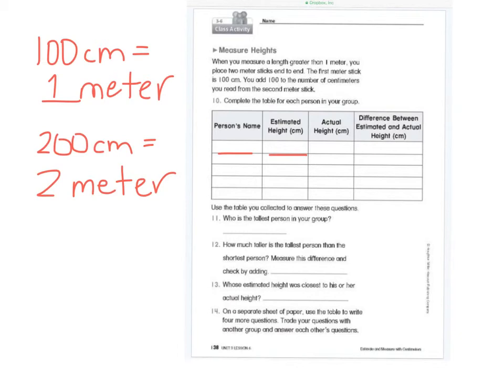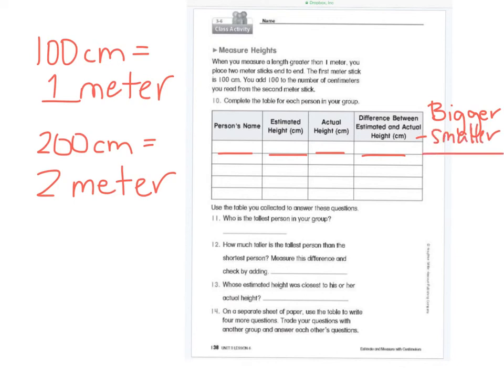So don't measure them first. Estimate. Make a guess first. Then you're actually going to measure them. And then you're going to find the difference between the estimated and the actual height. And when you're trying to find the difference, you're going to be subtracting. You're going to subtract the bigger number. You're going to put the bigger number on top minus the smaller number.